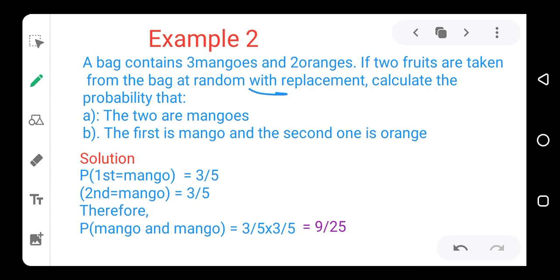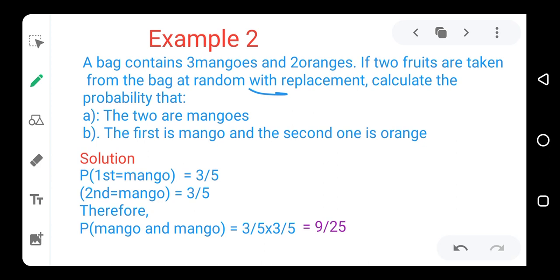We pick here with replacement, which means that we pick the orange from the bag and maybe we get another orange and put it back. And if we pick a mango, we get another mango and we put it back, or the same mango, we put it back. So there is a replacement in this case.